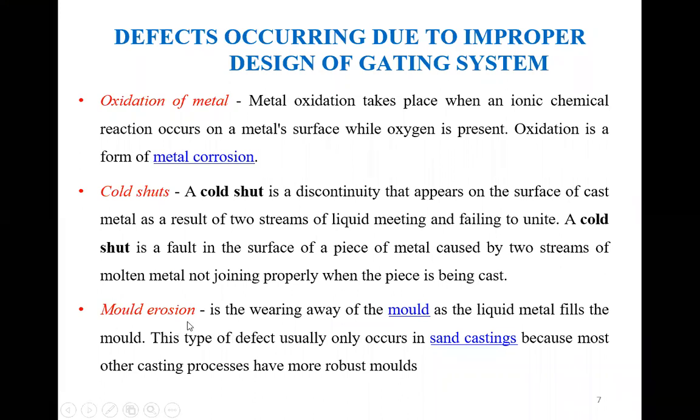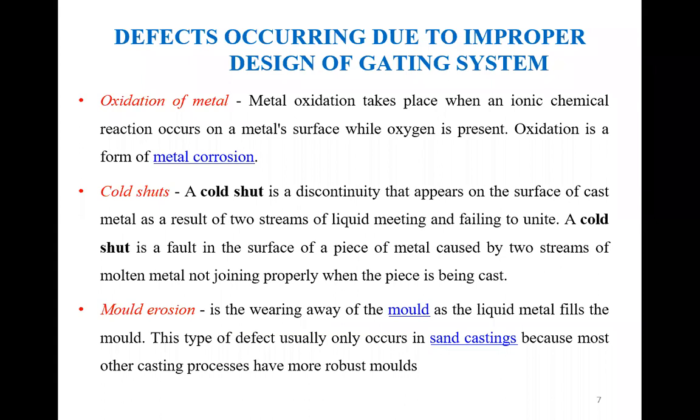Right. So the mold erosion. The third defect, mold erosion, is a wearing away of the mold as the liquid metal fills the mold. This type of defect usually occurs in sand casting, because most other casting processes have more robust molds. We can't see this type of mold erosion in permanent molding, in investment casting, or in centrifugal casting. Mold erosion occurs mostly in sand casting only.